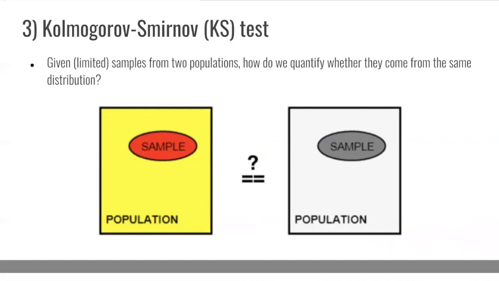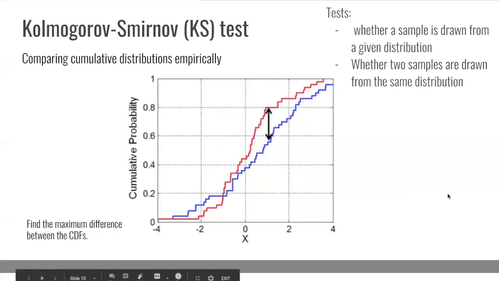Often you want to know, given limited samples from two populations, how do we quantify whether or not they come from the same distribution, right? You have two groups and you want to know whether or not they come from the same underlying distribution. So does sample B equal the sample from sample A? One way you can go about doing this is carrying out a KS test.